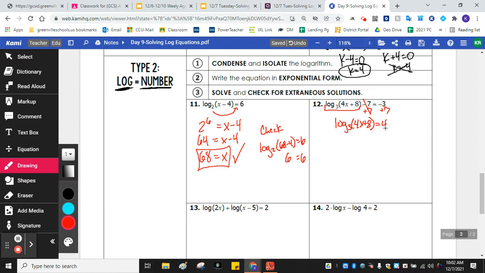And 3 to the 4th, write it in exponential. Now that's one log. 4x plus 8. 3 to the 4th is 81, 9 times 9. Subtract over 8, I get 73. So x equals 73 divided by 4. Check your answer.